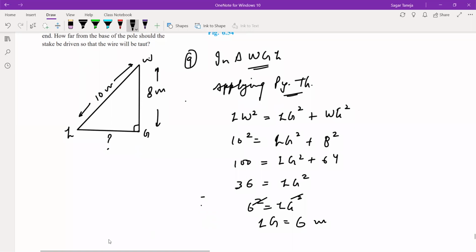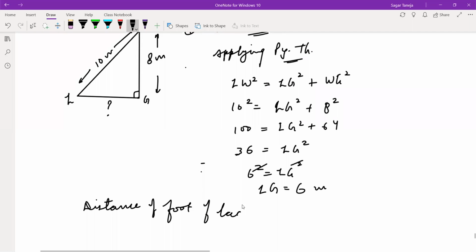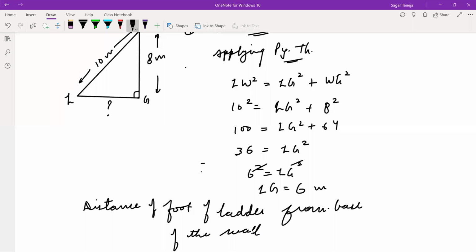So we can say that the statement is important to write: distance of foot of ladder from base of the wall. And if in statement questions you are not writing the statement, you will not get the full marks. Clear, very clear. That is 6 meter.